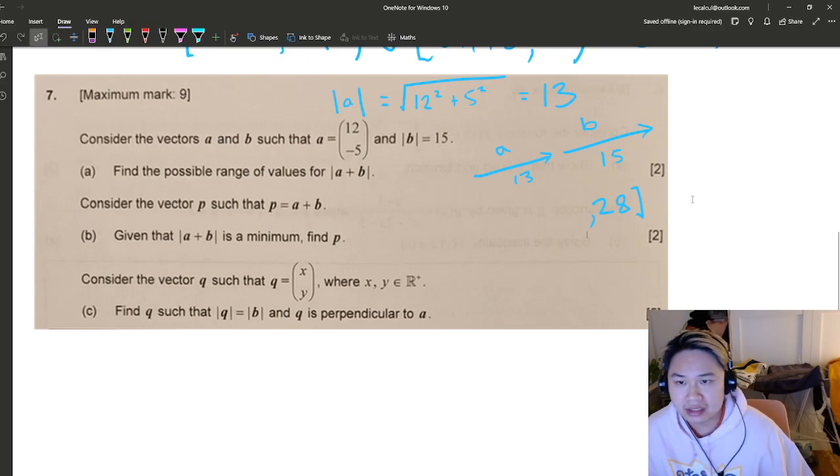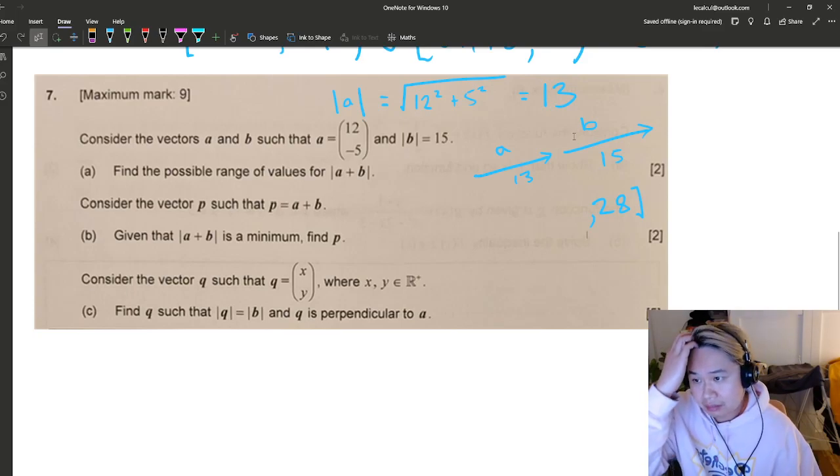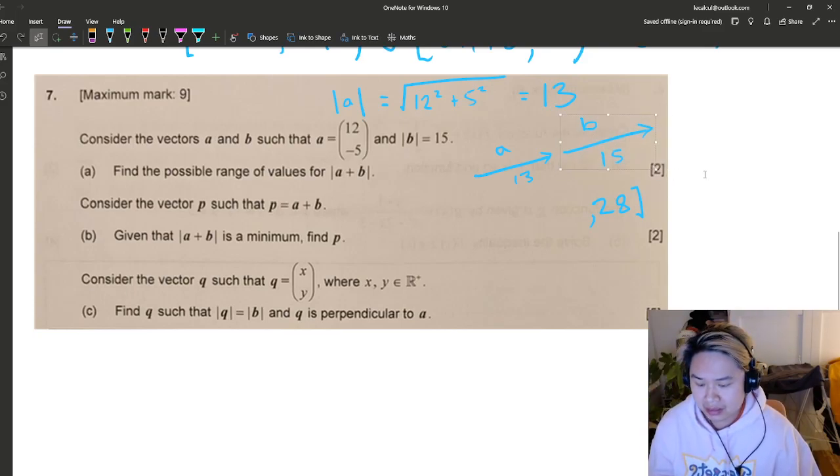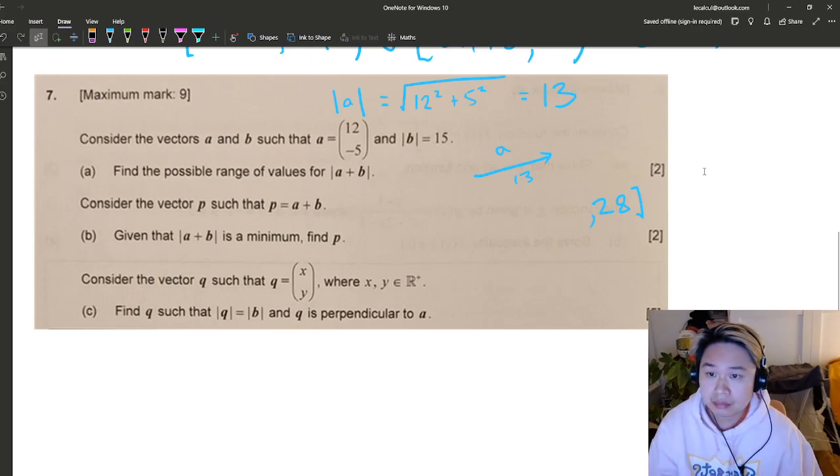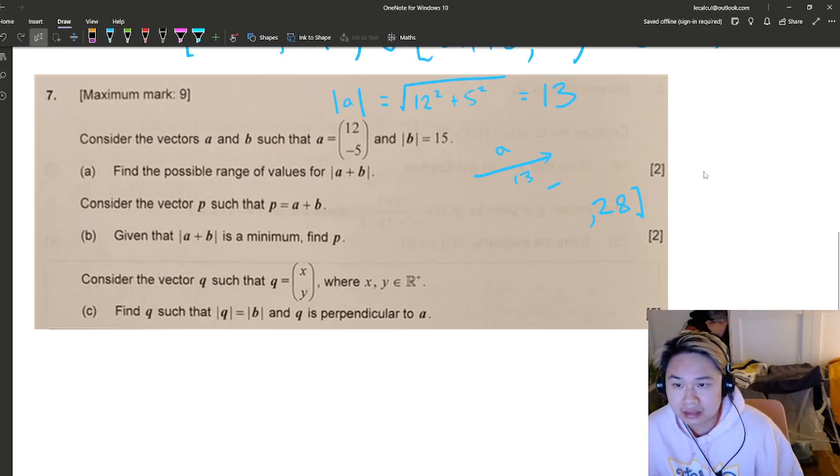And then the smallest it could be is if they were going in opposite directions, which means that this is going to go this direction, 15. So their resultant vector just has a length of 2. So your possible range of values is from 2 to 28.